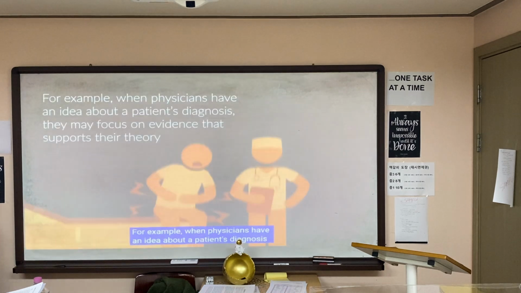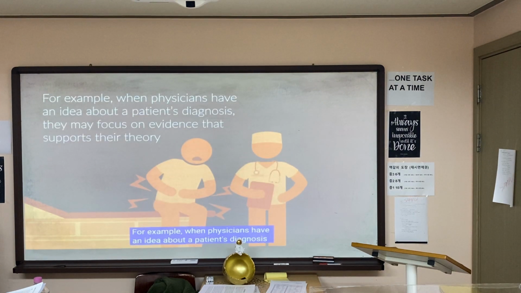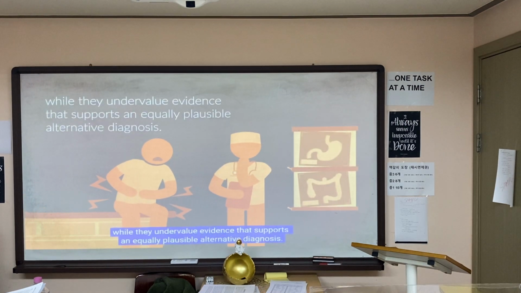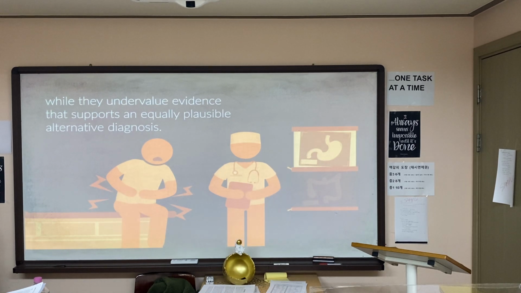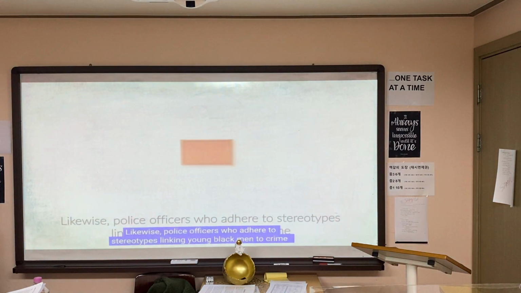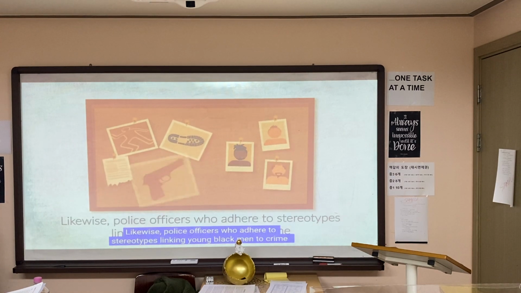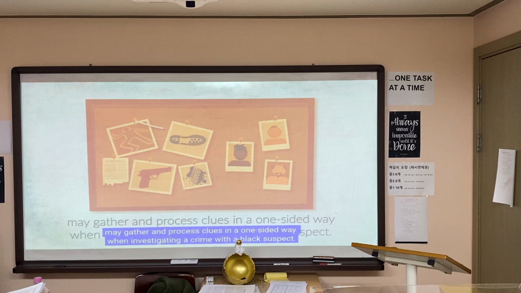For example, when physicians have an idea about a patient's diagnosis, they may focus on evidence that supports their theory while they undervalue evidence that supports an equally plausible alternative diagnosis. Likewise, police officers who adhere to stereotypes linking young Black men to crime may gather and process clues in a one-sided way when investigating a crime with a Black suspect.